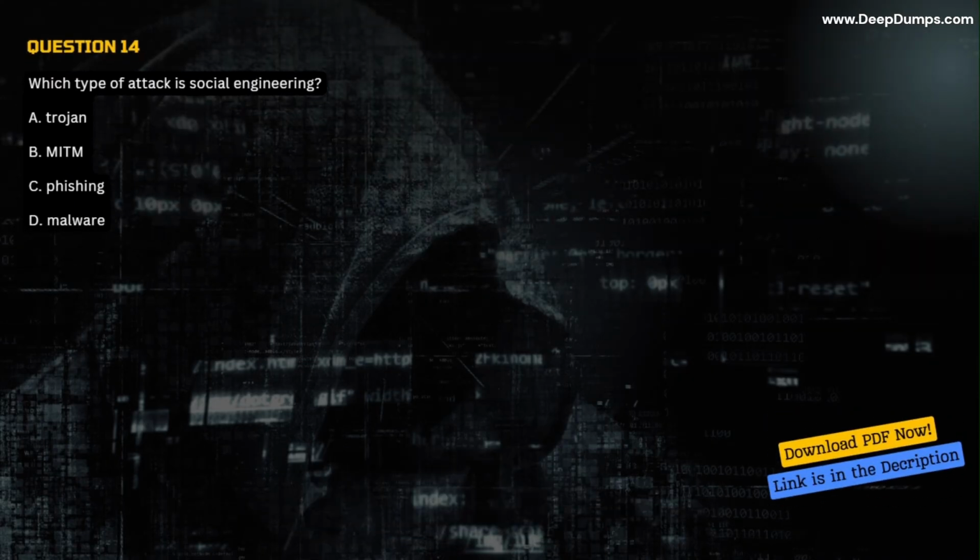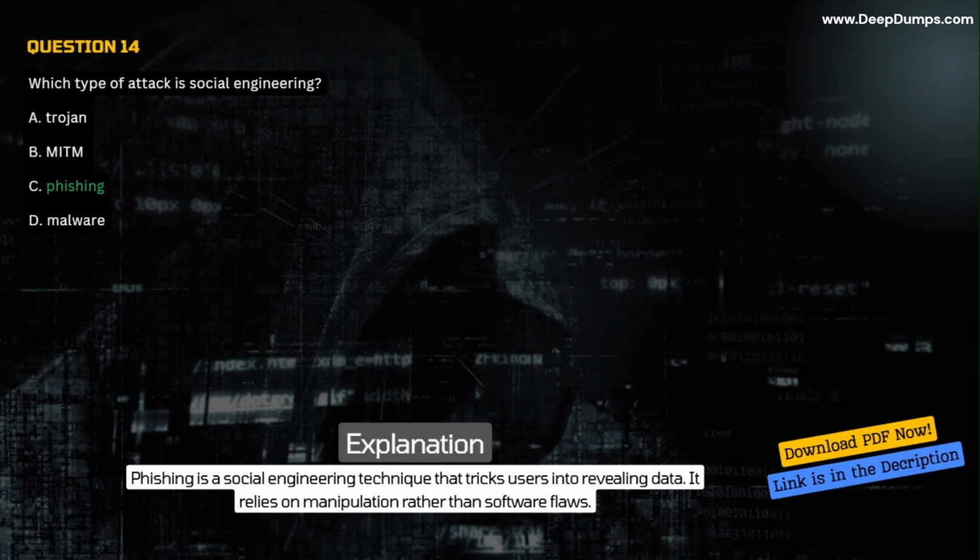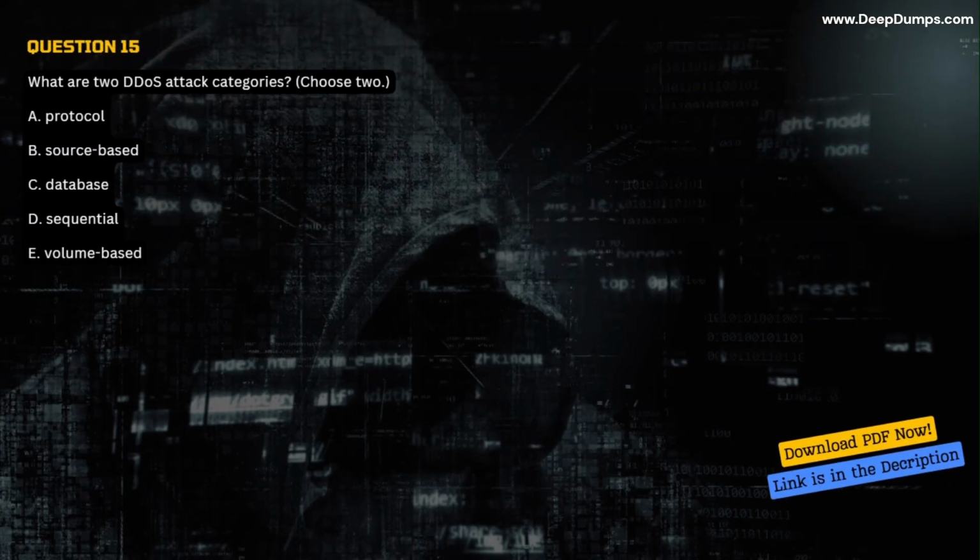Question 14. Which type of attack is social engineering? A. Trojan. B. MITM. C. Phishing. D. Malware. Correct answer, C. Phishing. Explanation. Phishing is a social engineering technique that tricks users into revealing data. It relies on manipulation rather than software flaws. Question 15. What are two DDoS attack categories? Choose 2. A. Protocol.